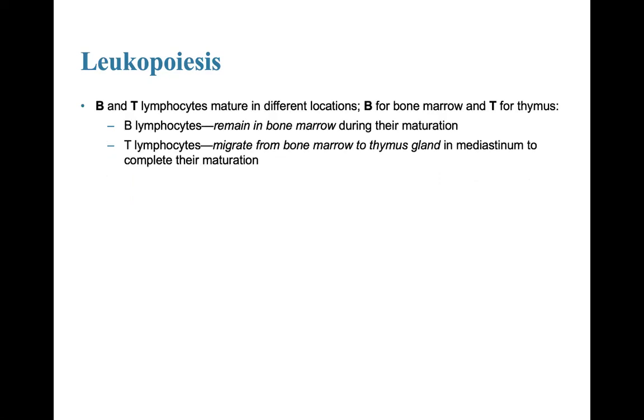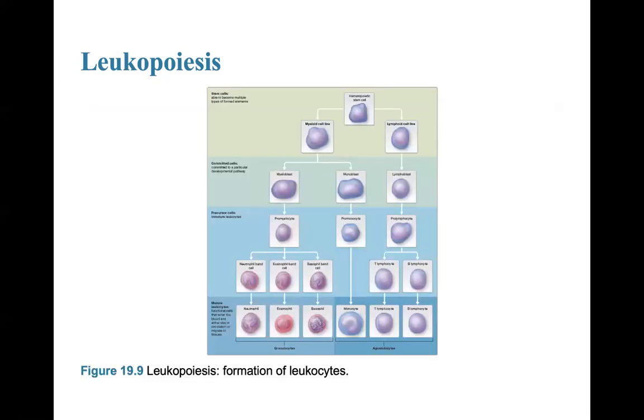B and T lymphocytes will mature in different locations. The B stands for bone marrow, and that's where the B cells mature. The T stands for thymus, and that's where the T cells will mature. You'll notice that in younger ages, from toddler up to adolescence, the thymus is very active and very large compared to an adult, where the thymus starts to atrophy because you're not producing as many mature T cells as you are when you're exploring all these new antigens for the first time.